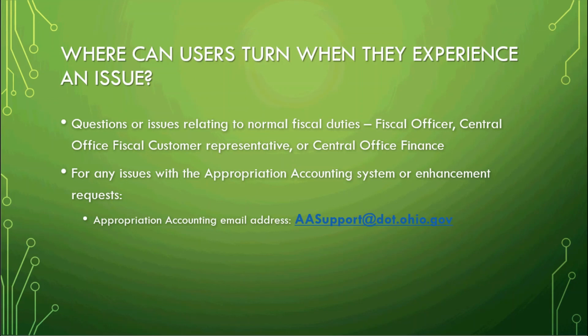However, if a user experiences any issues relating to the appropriation accounting system functionality, please reach out to the appropriation accounting support email, aasupport@dot.ohio.gov. The project team will also share major system information via email to registered users. Users are also encouraged to submit enhancement requests by emailing them to the system support inbox. These will be logged and prioritized by the central office finance team.